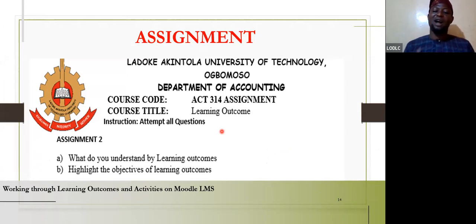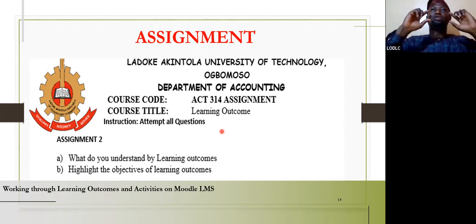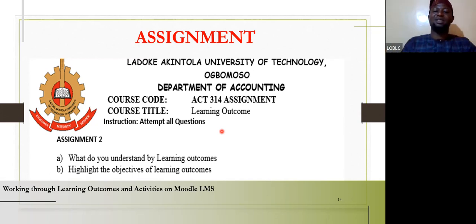Now, if you look at this form of assignment, it is structured in such a way that the assignment will be uploaded on the LMS for students. Immediately the student clicks on the assignment, the student will see something of this nature. Look at the assignment. We have Ladoke Akintola University of Technology, Department of Accounting, course code 314. Then the course title is learning outcome.